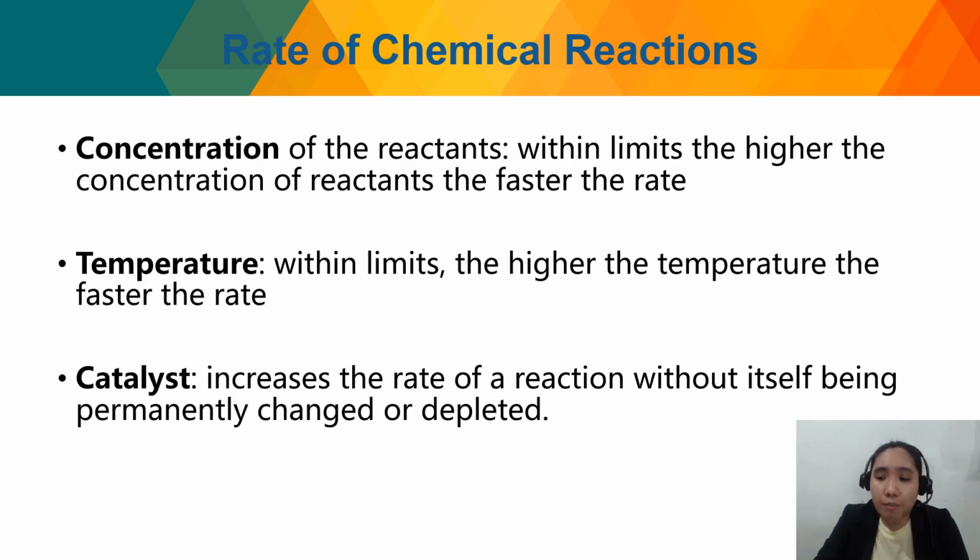So for the rate of chemical reactions, you should consider a few things. First, you have your concentration, which should be within the limits. The higher the concentration of reactants, the faster the rate is. You also have your temperature within limits. The higher the temperature, the faster the rate. And then the catalyst increases the rate of reaction without itself being permanently changed or depleted.